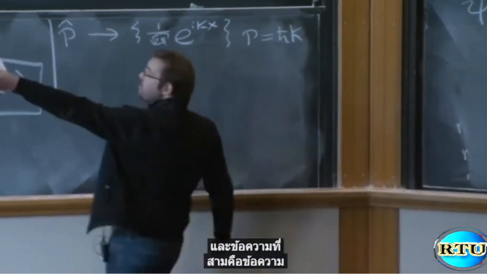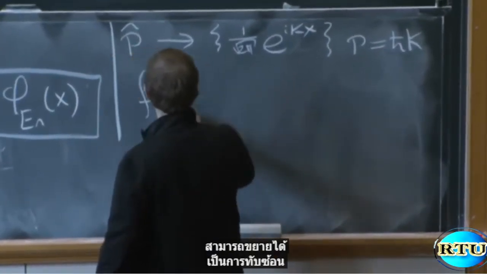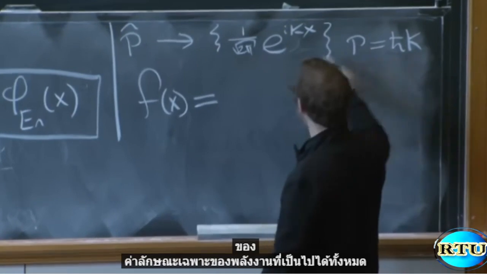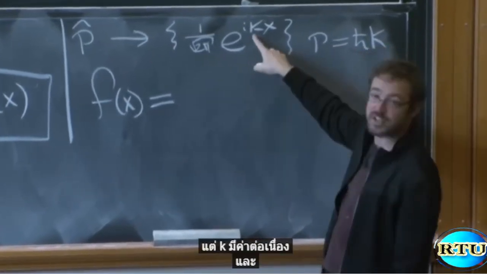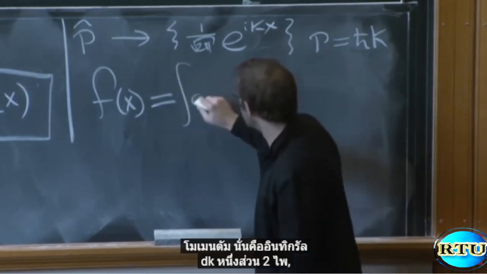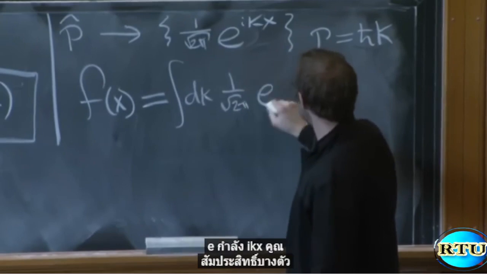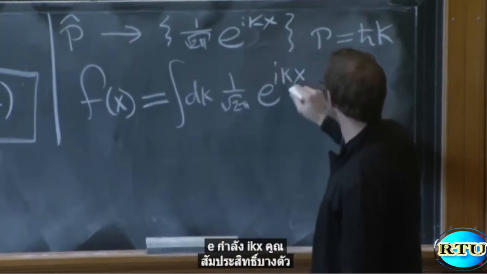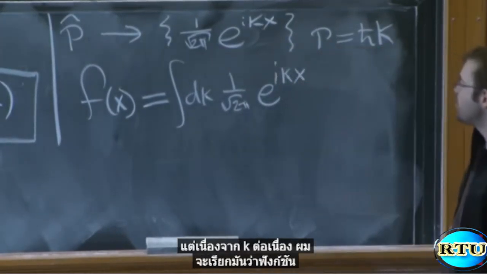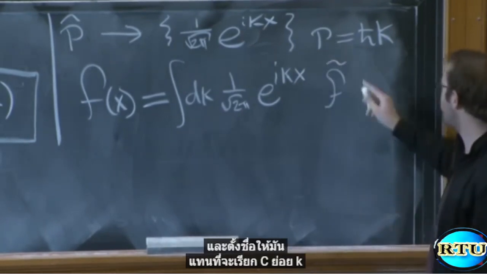And statement 3 is the statement that an arbitrary function f of x can be expanded as a superposition of all possible momentum eigenfunctions. But k is continuously valued, any momentum, so that's an integral dk, 1 over root 2 pi, e to the ikx times some coefficients. Those coefficients are labeled by k, but since k is continuous, I'm going to call it a function. Instead of calling it c sub k, I'll call it f tilde of k.